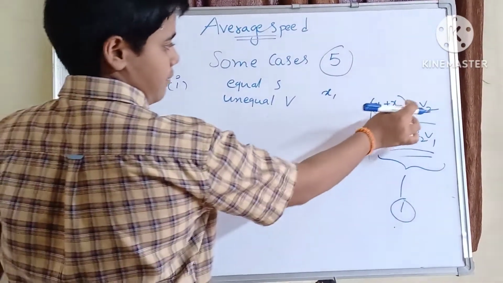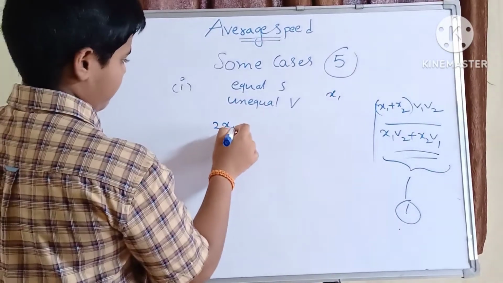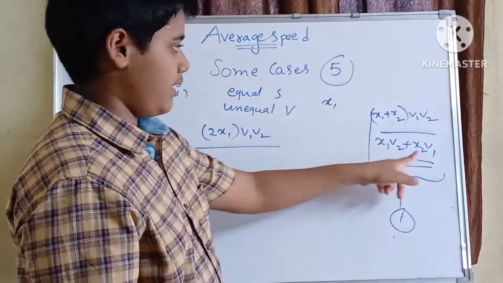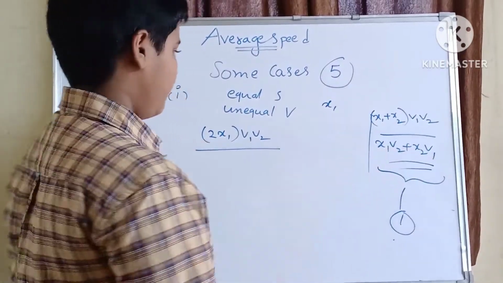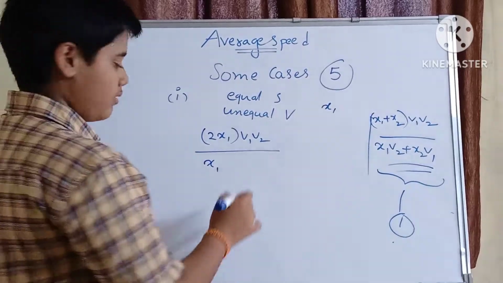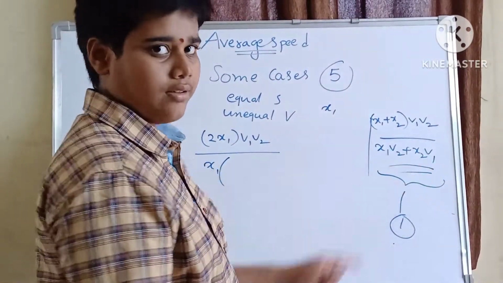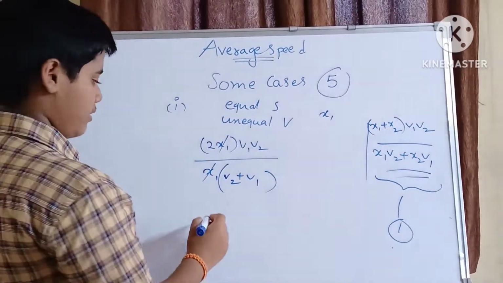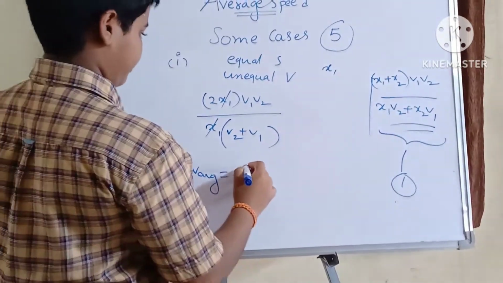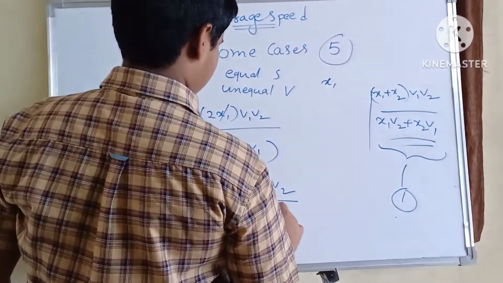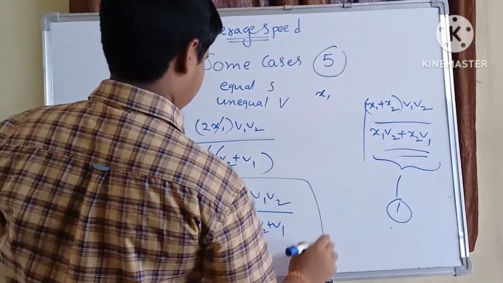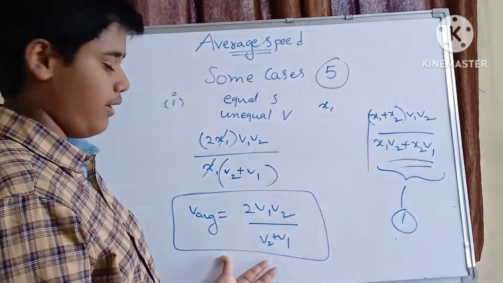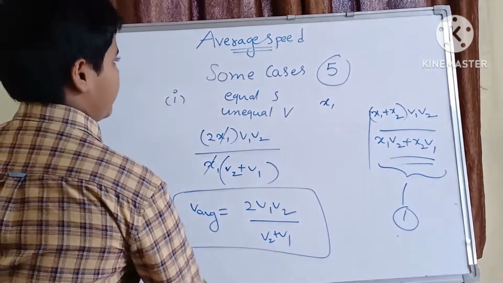So x1 plus x2 becomes 2x1, over x1 by v1 plus x2 by v2, and since x1 and x2 are both equal, I am taking x1 as common, v2 plus v1. So here x1 gets cancelled. So the V average formula is 2v1v2 by v2 plus v1. This is the second formula. This is the first formula and this is the second formula. Note down.